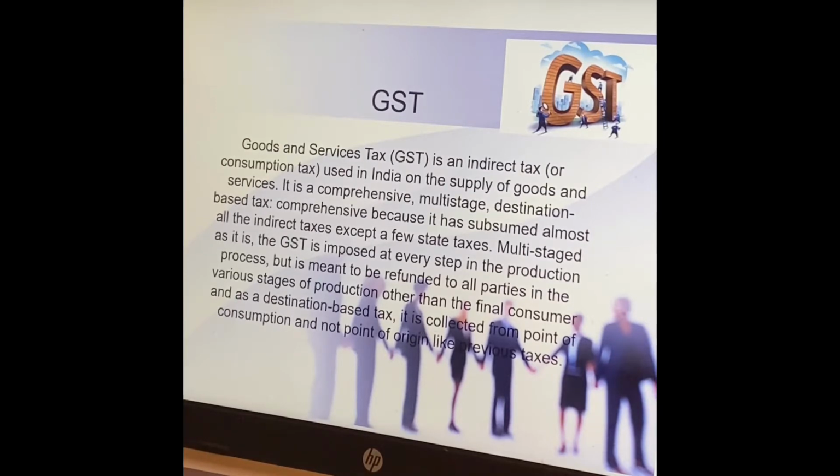So what's the goods and service tax? It is an indirect tax used in India on the supply of goods and services. It is a comprehensive multi-stage destination-based tax. It is comprehensive because earlier there was a tax known as VAT, a taxation system which was very complex to understand, and people were facing a lot of difficulty to pay the tax. So after a lot of understanding, the Indian government adopted the Canadian GST system, which is comprehensive because it has included all the indirect taxes into one tax, and multi-stage, as the GST is imposed at every step in the production process.